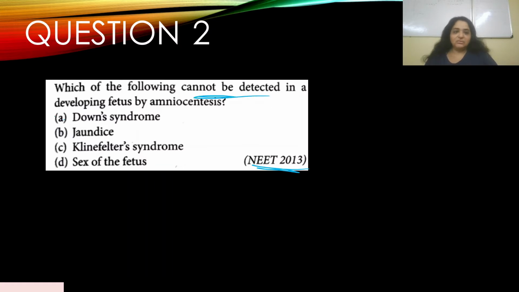Okay, so Down syndrome can be detected, it's a genetic disorder. Klinefelter also. Sex of the fetus also can be detected because karyotyping is done through that, so you know whether it's a male or a female. So the answer here is B. Okay, jaundice cannot be detected through amniocentesis. So your answer is B.